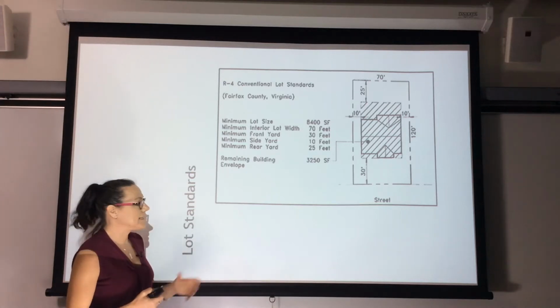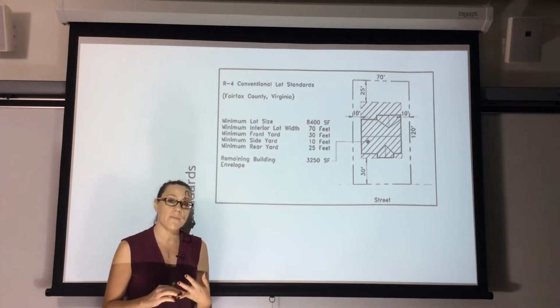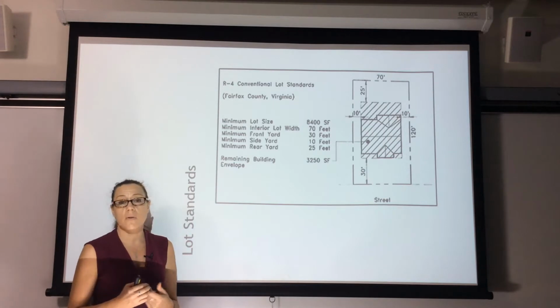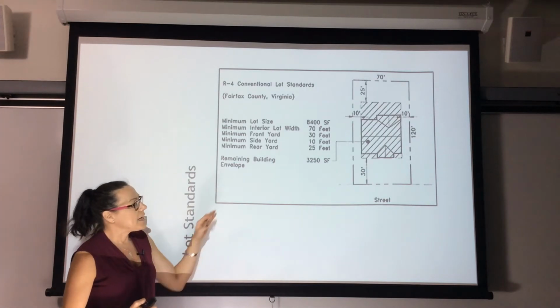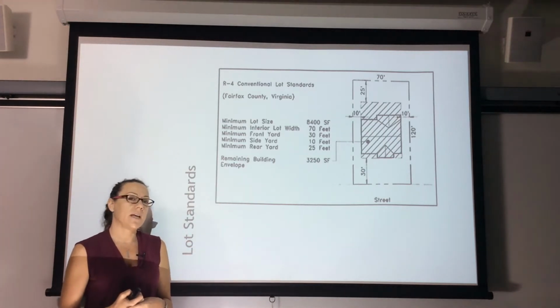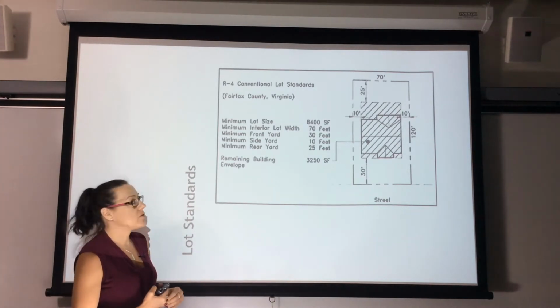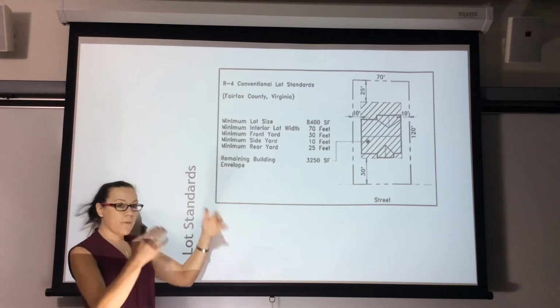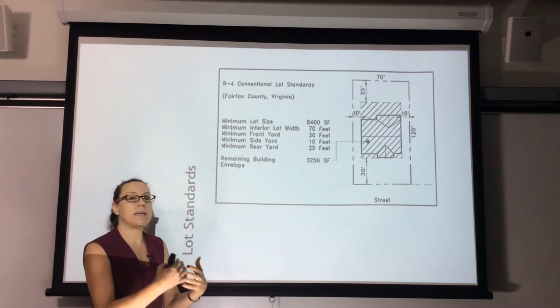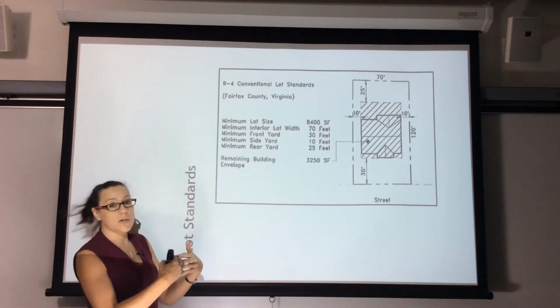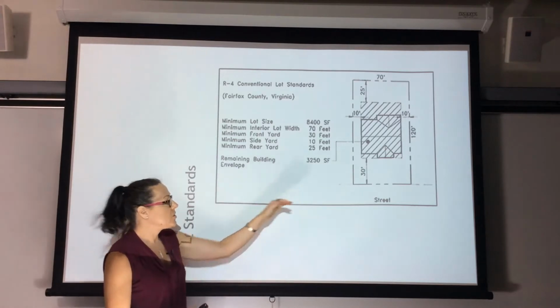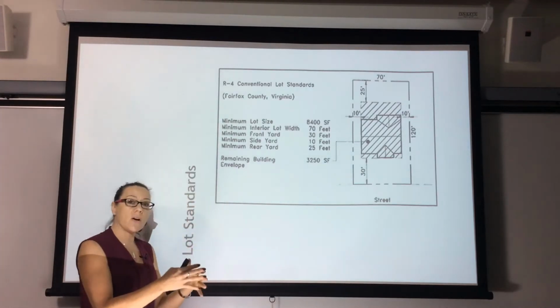Once your development is selected, whether it be traditional, conventional, a cluster, or conservation, each lot has a specific standard that it can be built on, and these are called lot standards or design standards. You have a front yard setback. That means your house, or even a porch, can't be any closer to the property line.